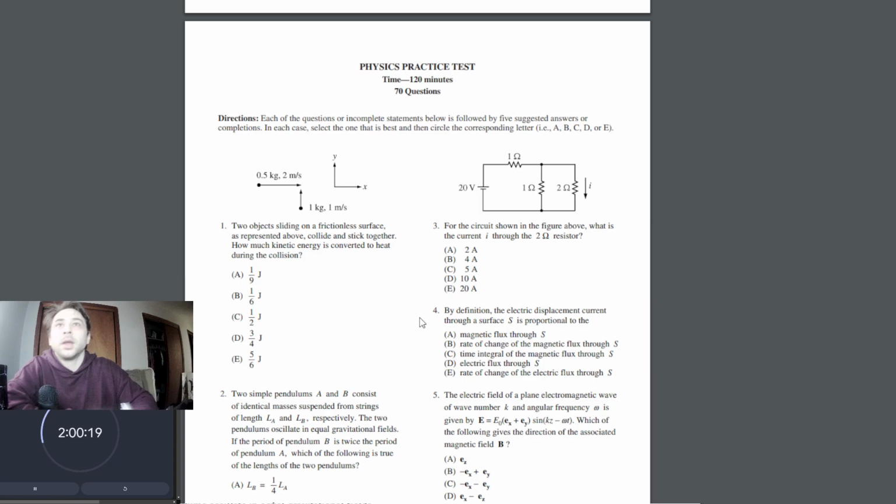One. Two objects sliding on a frictionless surface as represented above collide and stick together. How much kinetic energy is converted to heat during the collision? Ooh. These are macro physics. Okay. I have no idea. It's a total equation. That's super interesting to think about.